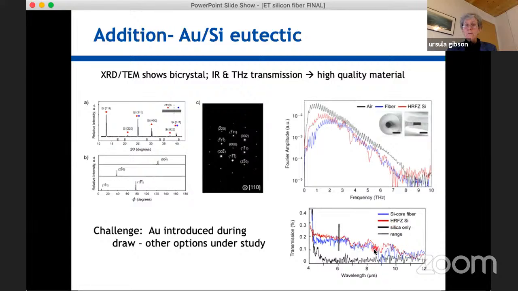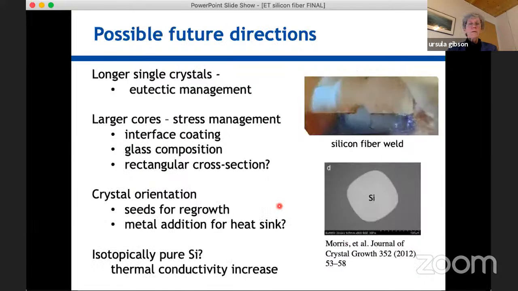And there's a little bit of oxygen incorporation as shown by the absorption out here at 9 microns, but it looks very promising. So where to go with this? Number one, longer single crystals. So far, the bulk of the work that we have done has been where we make a mixture and then we pull out the undesired component.